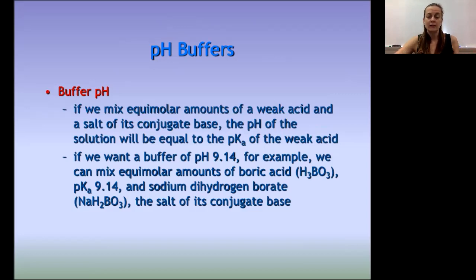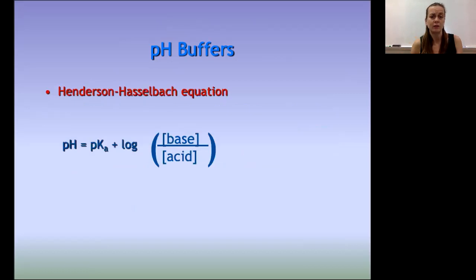How do we calculate the pH if it's not equimolar? If we don't have equal quantities of the conjugate base and the acid, well, that's where the Henderson-Hasselbalch equation comes in, and we talked about the Henderson-Hasselbalch equation already. pH is equal to pKa plus the log of the concentration of the conjugate base divided by the concentration of the acid.